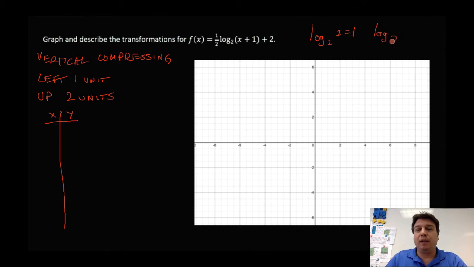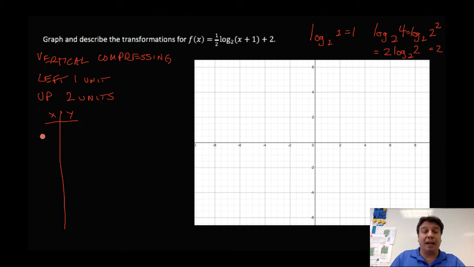Log base 2 of 4. The job of the log is to figure out what the exponent would be. So log base 2 of 4 is the same as log base 2 of 2 squared. So that 2 will come out, remembering from the logarithmic properties. So we have 2 log base 2 of 2, and then log base 2 of 2 is 1. So I have 2 times 1, which is going to give me 2. So the job is to figure out the exponent. That's what a log does.